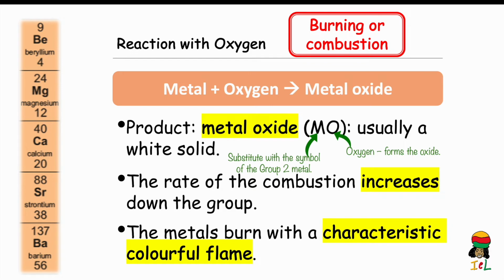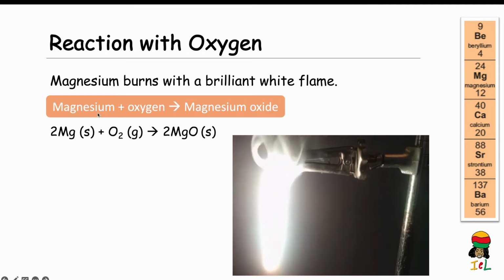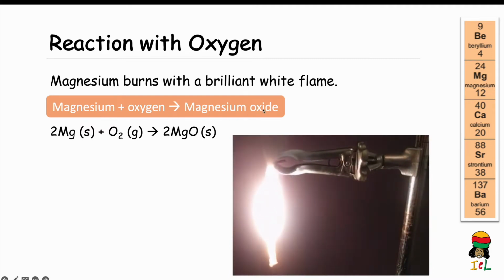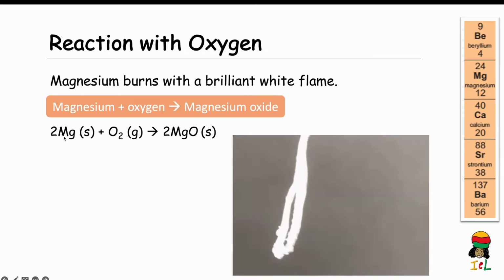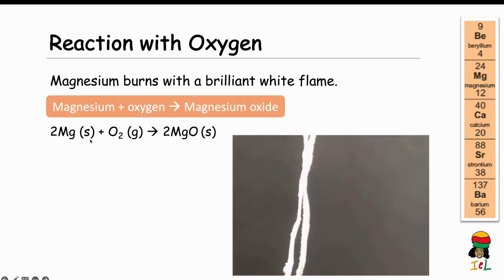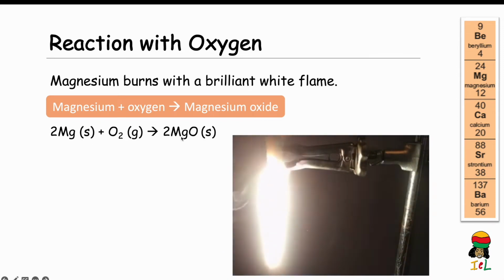When metals burn in oxygen, they produce a characteristic colorful flame. Magnesium burns with a brilliant white flame, as we can see in the video. So when magnesium burns in oxygen, the product is magnesium oxide. The chemical equation for this reaction is Mg for magnesium, which is in the solid state, reacting with oxygen, O2, which is a gas, to form the product MgO, which is solid.